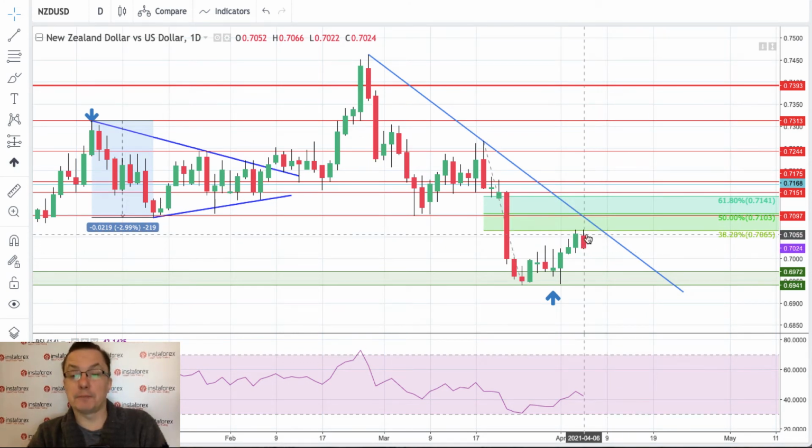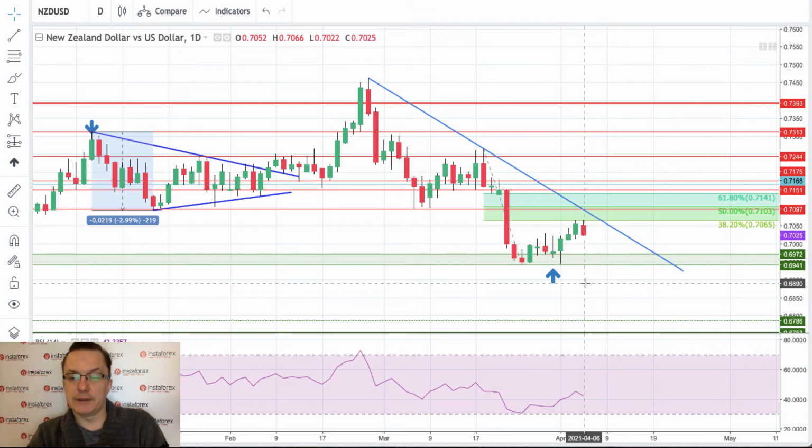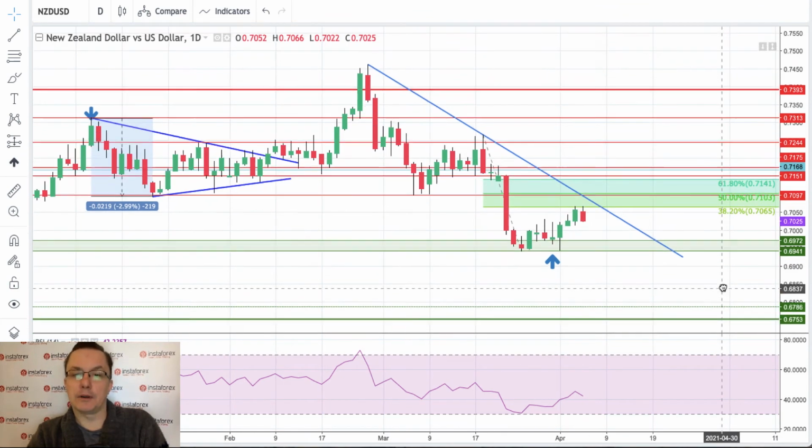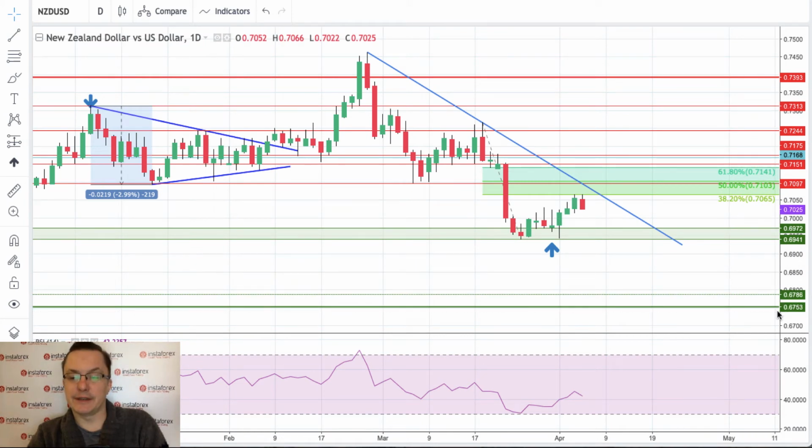If we will not break higher, it doesn't look like we will, because of this building bearish engulfing pattern here on the daily time frame chart as well. So the next target, lows of the 6,941, and then if there is a breakout for this week, the next target is 6,786, or even lower towards 6,753. So please keep an eye on the New Zealand dollar.